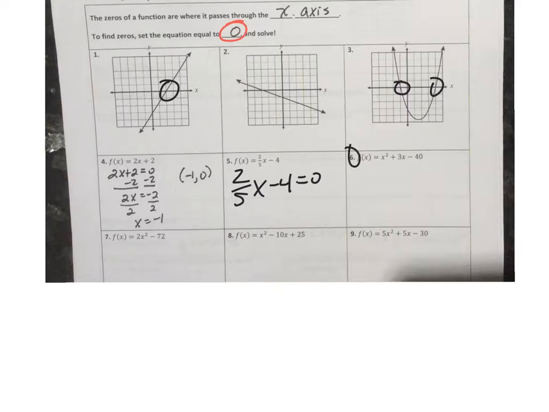Now, number 6 and number 9 and number 8 and number 7 are all quadratics, but this is a solving by square root method. These you'll have to factor. Now, if they're not factorable, you have to use the quadratic formula.